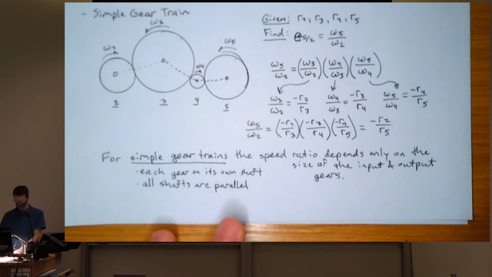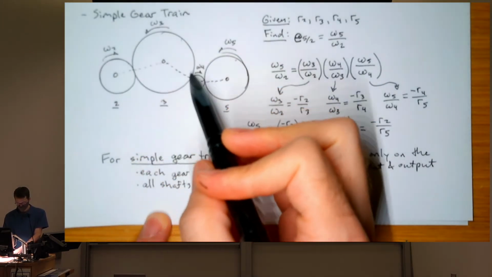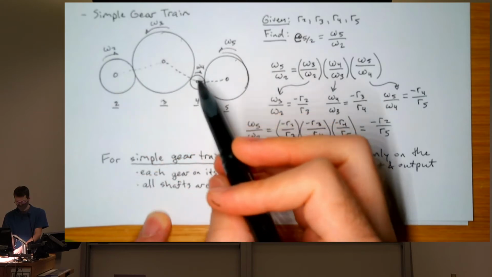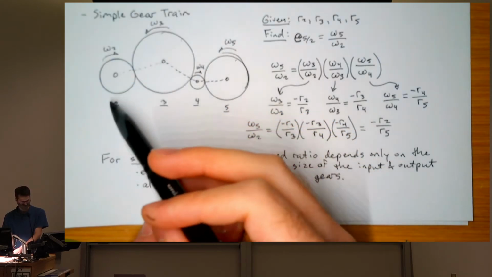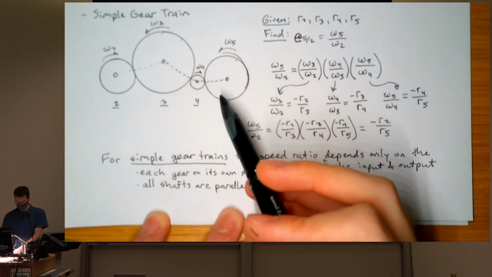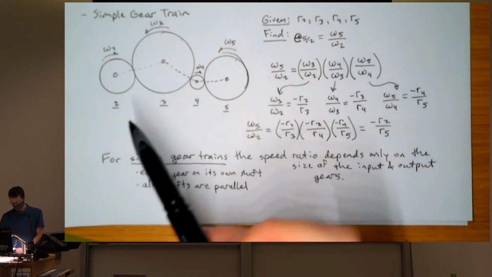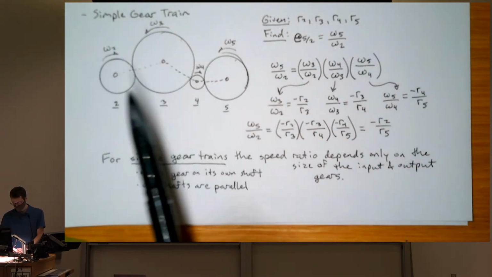Yeah, so it doesn't matter. Their shafts don't all need to be on the same line. Like I've drawn here, they could be all on sort of a zigzag pattern like this. Doesn't matter. You're only concerned about the input and the output gear.